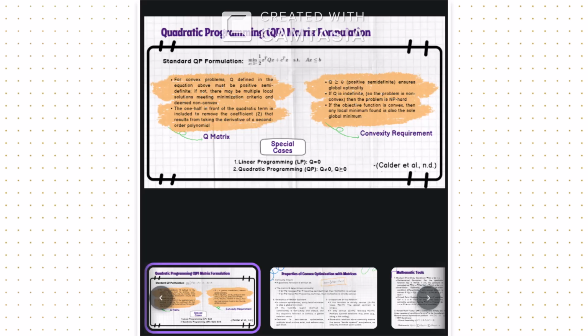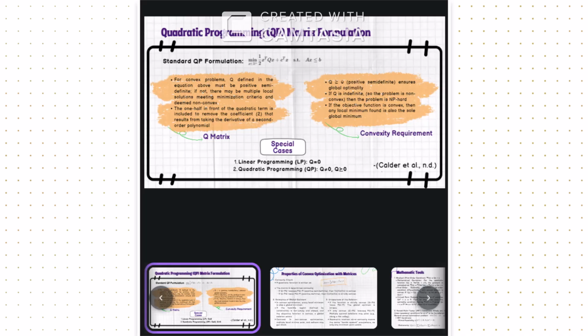So now about convexity and optimality. Convexity plays a central role in quadratic programming. In a convex QP, any feasible local minimum is automatically the global minimum. Efficient algorithms such as interior point methods or active set methods can be applied with guaranteed convergence.